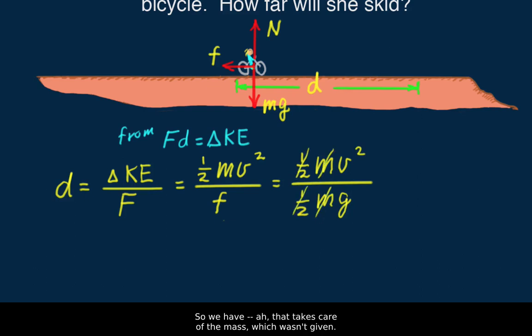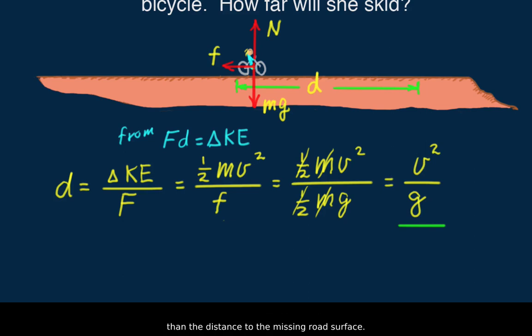That takes care of the mass, which wasn't given, for we see that m cancels. So apparently the mass doesn't affect the sliding distance. More about that in a bit. So after canceling m and the factors of 1/2, we get... our problem is solved. She slides a distance v squared over g, which hopefully is less than the distance to the missing road surface.